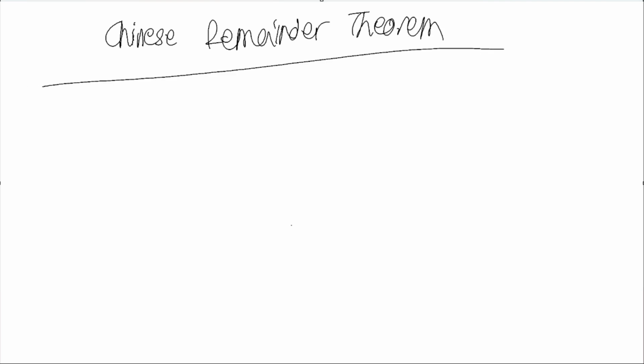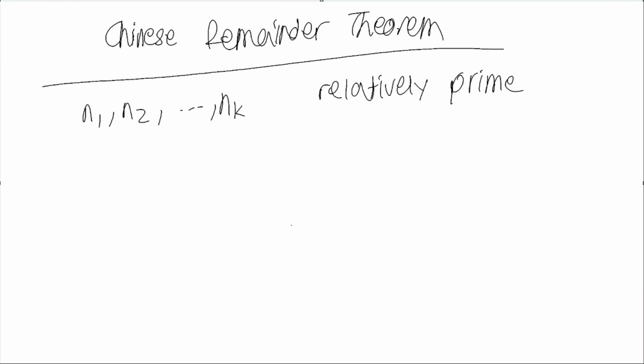So what exactly is the Chinese remainder theorem? Well, it starts off like this. Suppose we have n1, n2, all the way to nk. These are all relatively prime. In other words, no two of them share a prime factor. The GCD of any two of them is equal to 1.